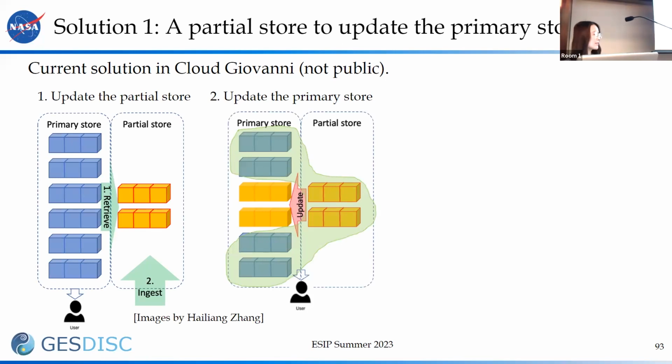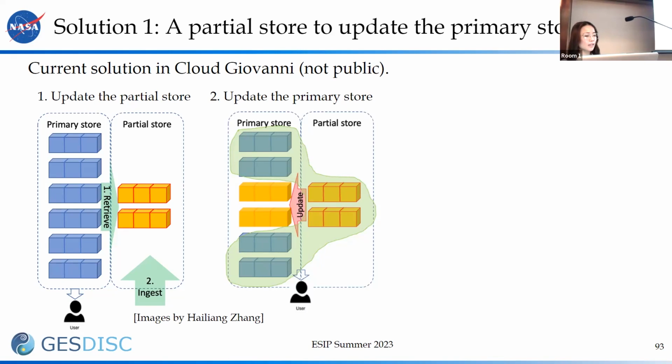The first one is we would update the partial store. So we have the primary store, and then say we want to update chunks, the two chunks in the middle there. We would copy them to the partial store, do the ingest process or the processing of those chunks to update and append new chunks or append new data. During this first step, the user is accessing data from the primary store only, so they're getting the old data.